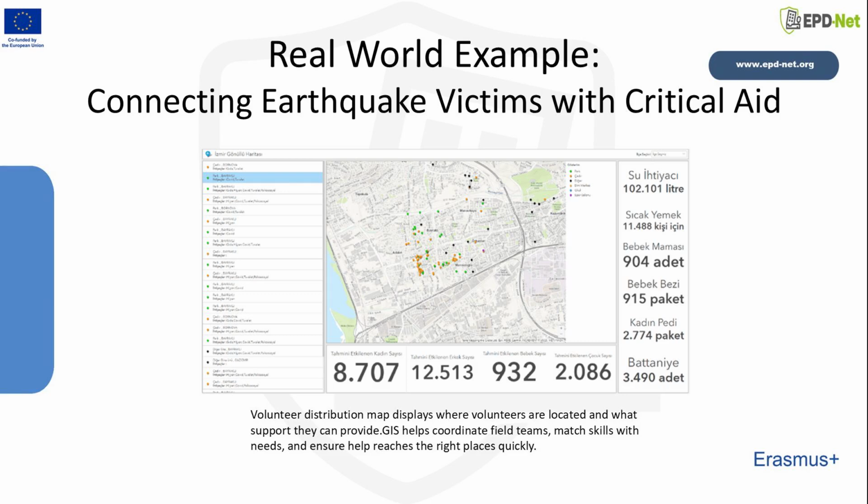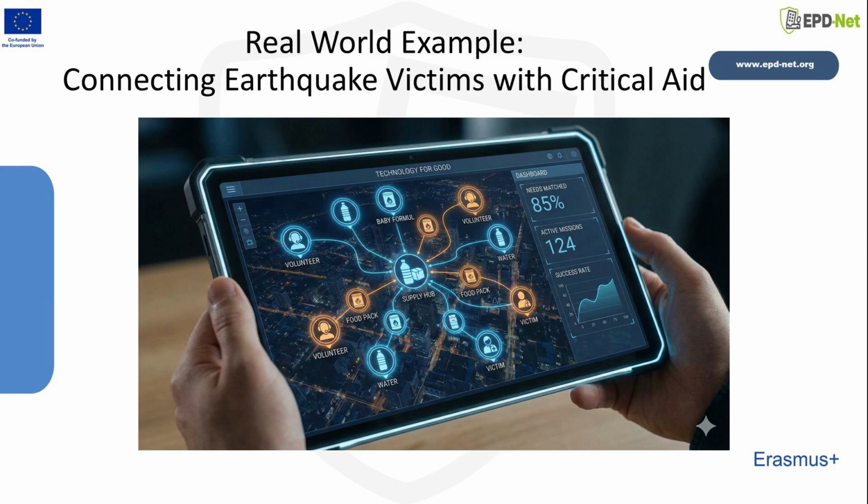This map illustrates how NeedsMap organized volunteer support after the Izmir earthquake. Every volunteer could register their location, skills, and available time directly on the map. GIS brought this information together, allowing coordinators to see where volunteer capacity was strongest and where additional support was needed. This visual approach ensured that tasks were matched with the right people and that help reached affected neighborhoods quickly and efficiently.